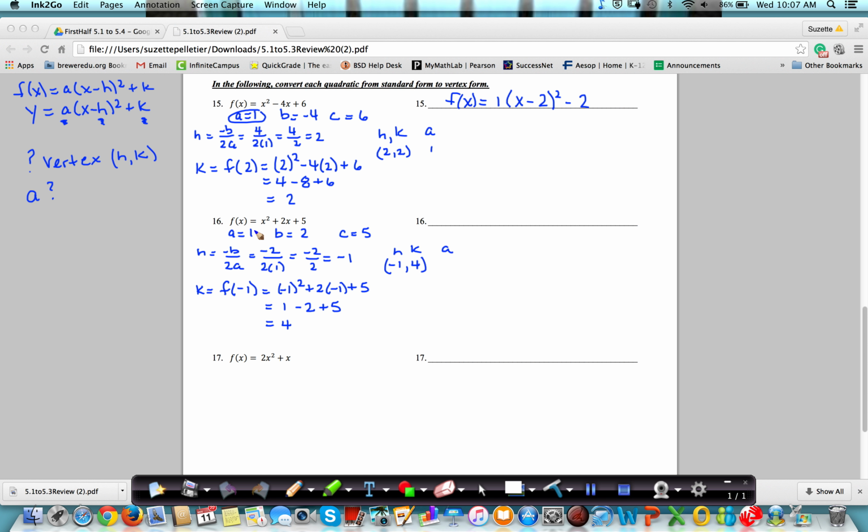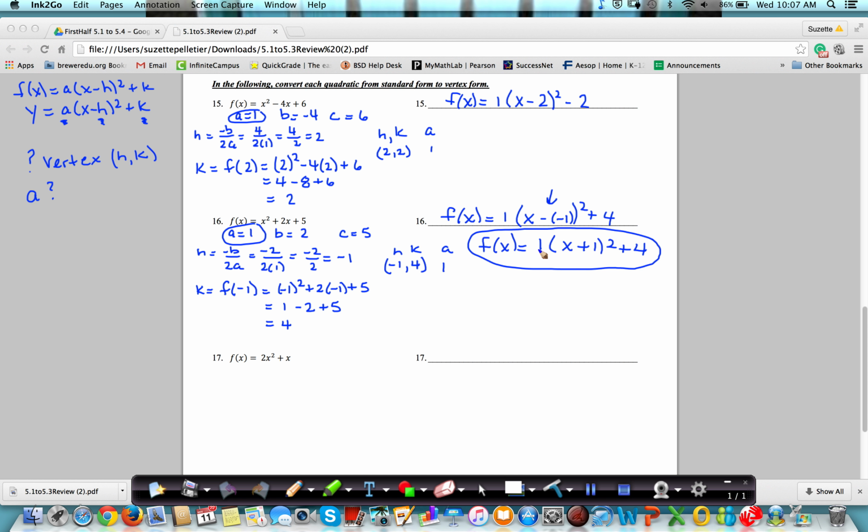And I have A directly again from my equation is 1. So my standard form changed to vertex form will read f of x equals A is 1, x minus -1 squared plus 4. So the only thing I will ask you to do in your final answer is to simplify your subtract h, subtract a negative. So your final answer, f of x equals 1 times x plus 1 squared plus 4. That one will be your final answer. So please simplify your double negative, okay?